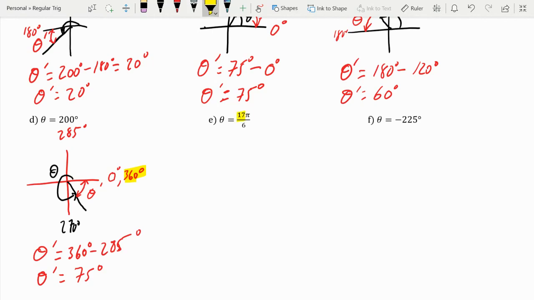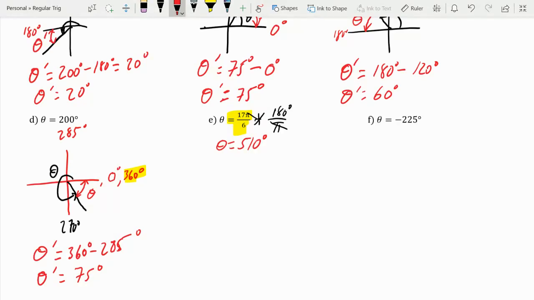Now, what happens when they give us an angle in radians? What do we have to do? Well, remember, we're going to multiply by degrees on top, since I want the answer in degrees, over pi radians. So those pi's cancel. You grab your calculator, 17 over 6 times 180, and you end up with 510 degrees.